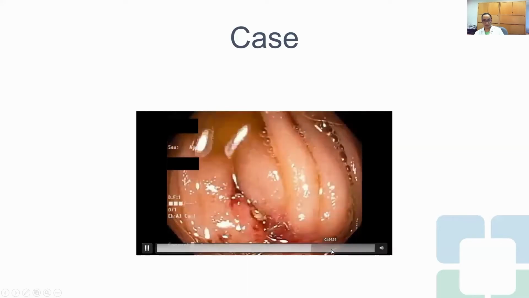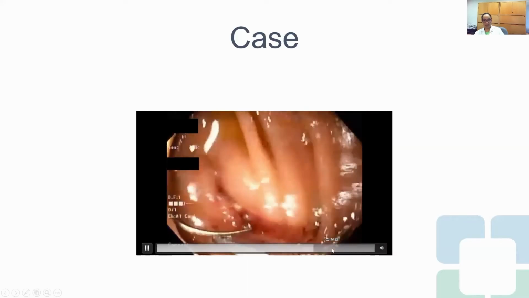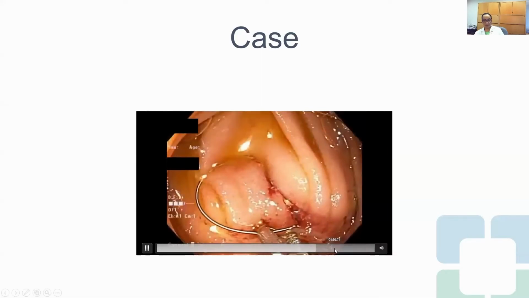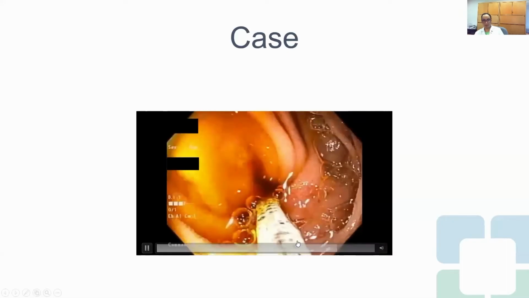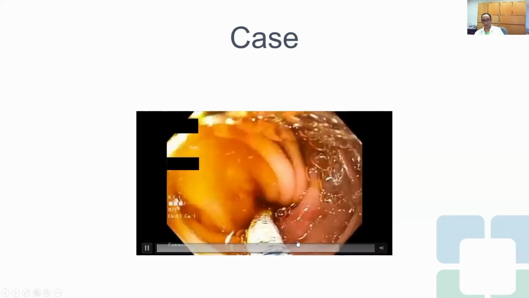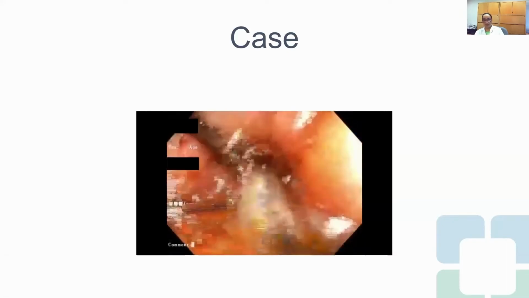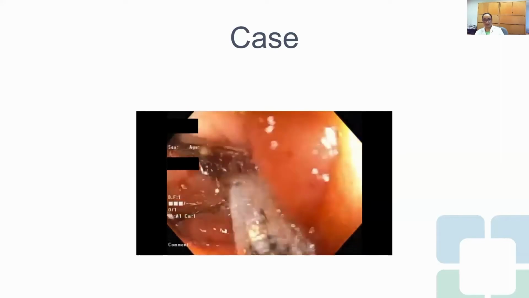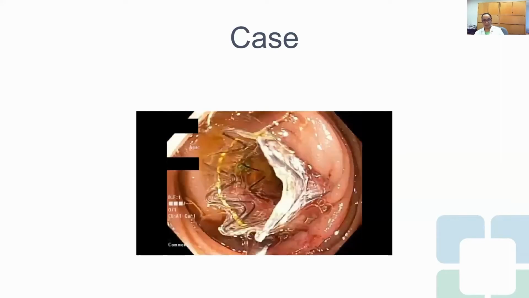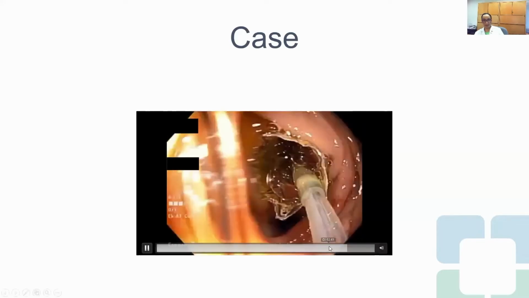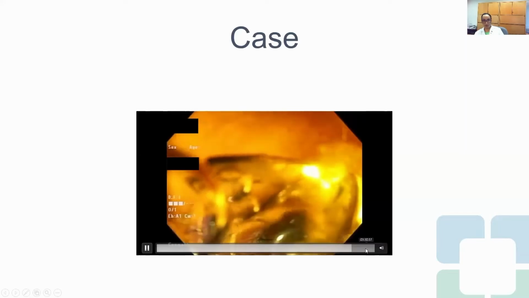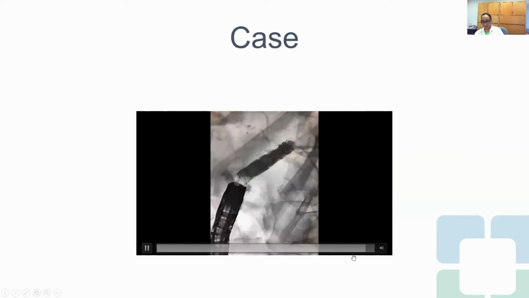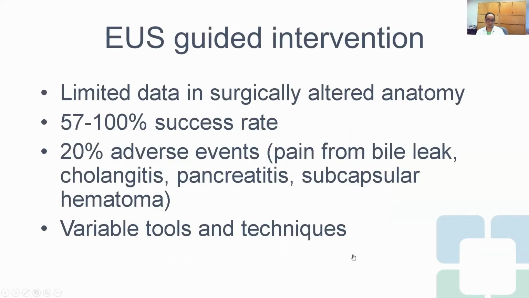We grasped the wire and brought it out through the endoscope channel, and then over the wire, we placed a fully covered metal stent. So basically, we recanalized the disconnected left hepatic duct, and now you can see the continuity is restored with the nice cholangiogram. Patient did well with the procedure.